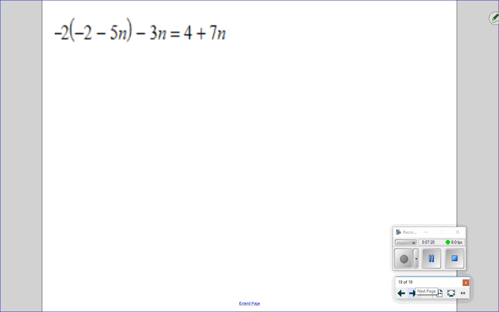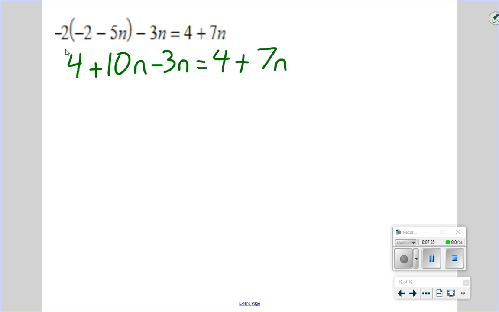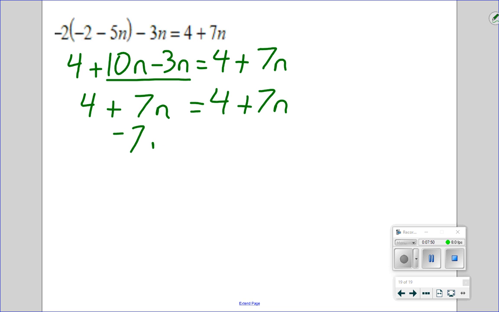Let's try one more. So I'm going to start off again by distributing that negative 2. So negative 2 times negative 2 is positive 4. Negative 2 times negative 5 is positive 10n. And I'll rewrite the rest. And then let's combine like terms. 10n minus 3n is 7n. And then we keep on solving. I'm going to move the n's.